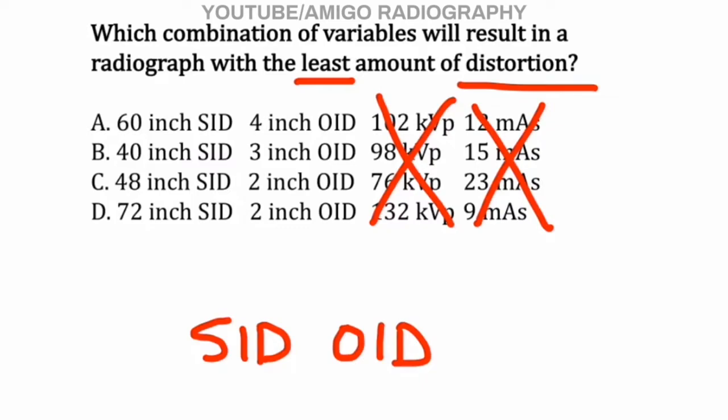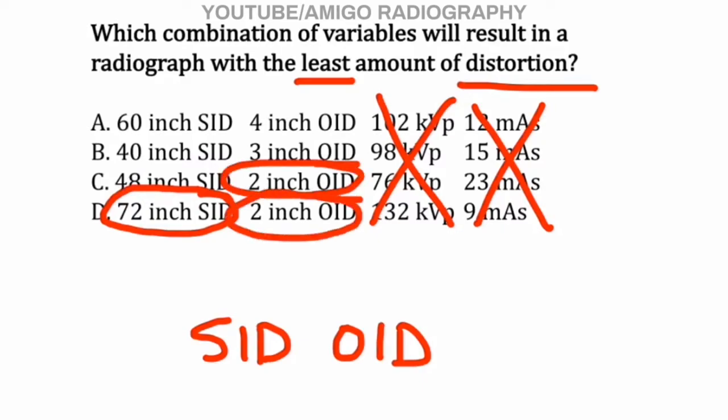So if we want the lowest distortion possible, we want the largest SID and the shortest OID. And as has happened on the last few questions, we've got a clear winner here. So the largest SID is 72. The shortest OID is 2 inches. We've got another 2 inches. But it turns out D is the obvious winner. If there was not an obvious winner here, we could use our magnification formula to calculate which of these is going to result in the lowest amount of distortion.